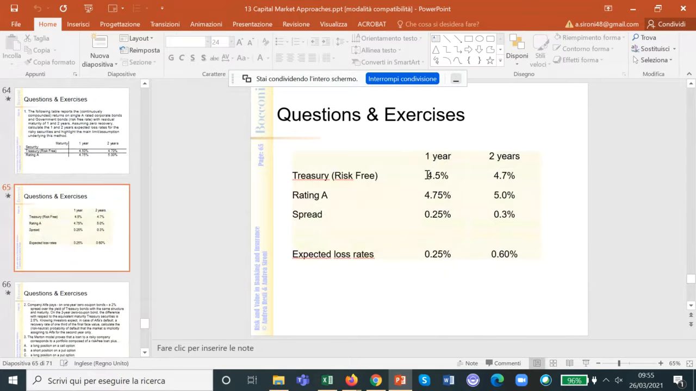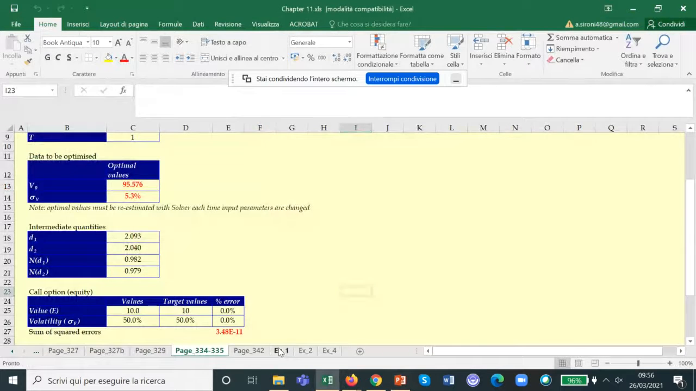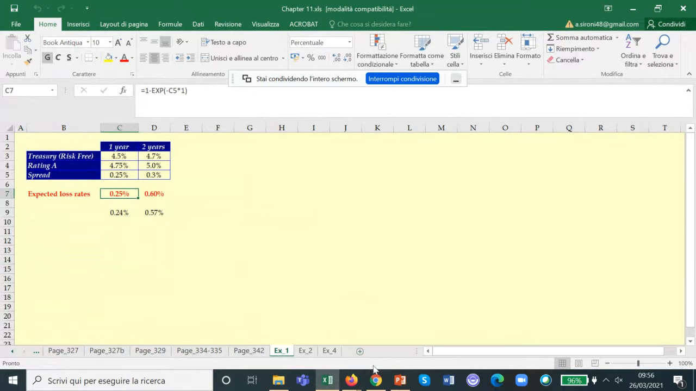I also reported the values here. These are the 1 year and 2 years risk-free rates. Those are the risky rates. Therefore, these are the spreads, and the expected loss rates are computed using the equations that we saw before. And you have here the Excel file, exercise 1. Okay.